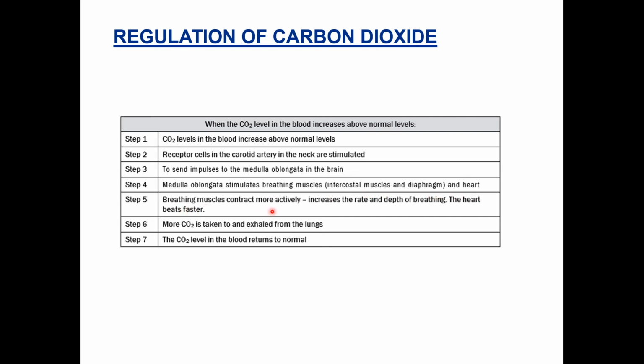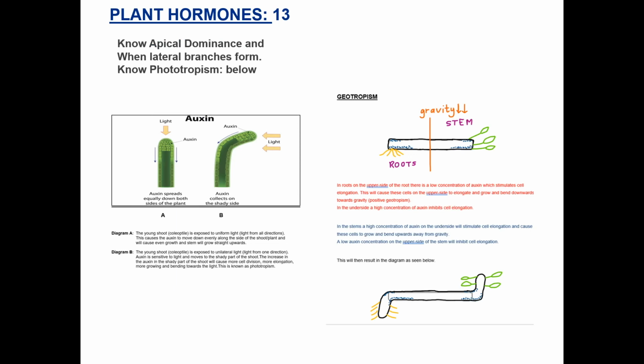The breathing muscles will contract more, which can cause the increase in the rate and depth of breathing. So you're breathing faster and deeper, and you take in more oxygen and exhale more carbon dioxide. The heart is also going to beat faster, so you can send more oxygenated blood to the cells and remove more deoxygenated blood with carbon dioxide from the cells. More carbon dioxide is taken to the lungs to be exhaled, and the carbon dioxide levels will return back to normal. My advice to you is know this very well.